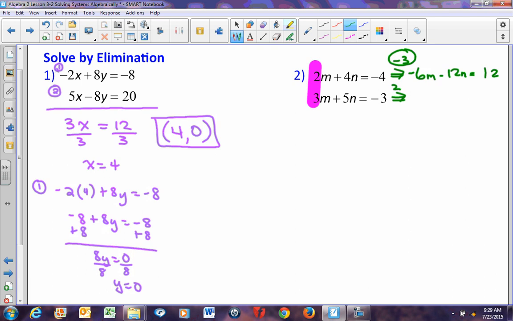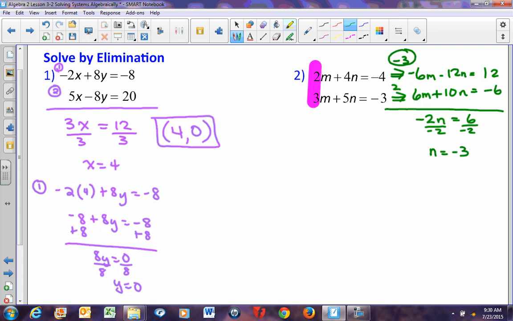The second equation, I'm going to multiply everything by 2, so I'm going to get positive 6m. 2 times 5 is positive 10n, and 2 times negative 3 is negative 6. I now have two new equations, but when I add them together, my m's get eliminated, hence the name elimination. Negative 12n plus 10n is negative 2n, and that's going to equal 6. 12 minus 6 is 6. Divide by negative 2, and n will equal negative 3.